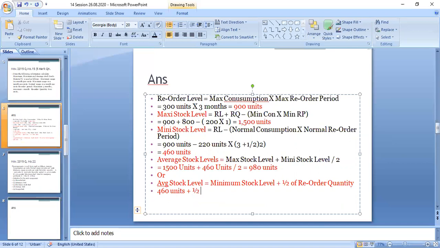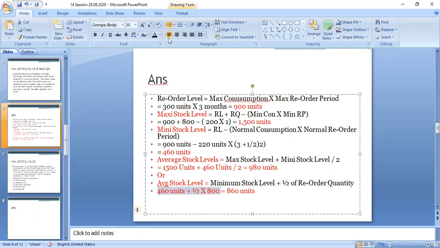The reorder quantity was already taken in while we were calculating the maximum stock level. That amount is 800. So 800, that means 400 plus 460, 860 units. This is called the average stock level calculation. For average stock level, there is another formula for the calculation.